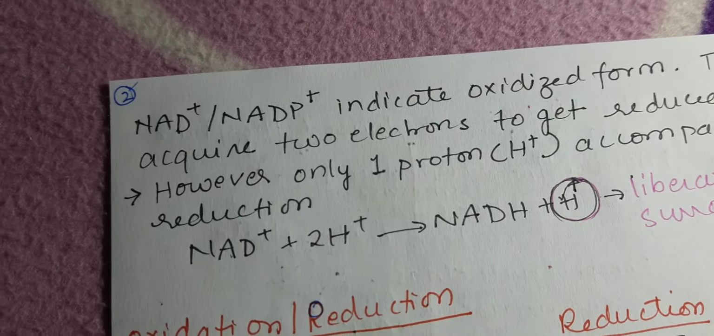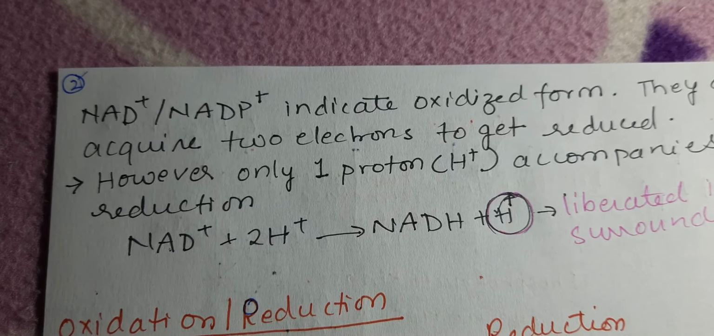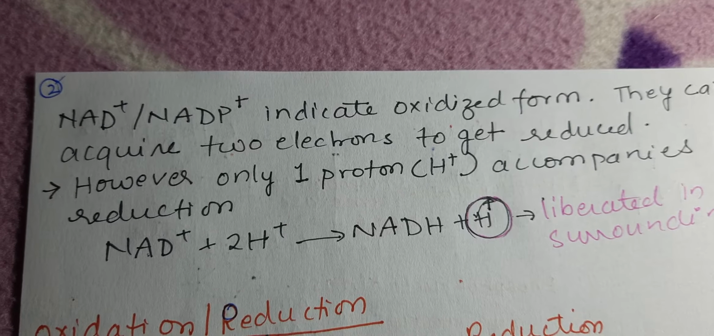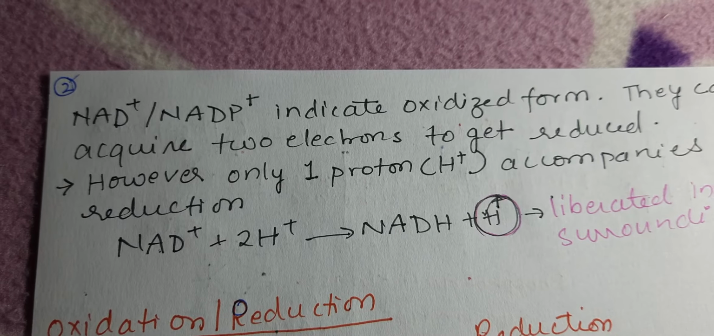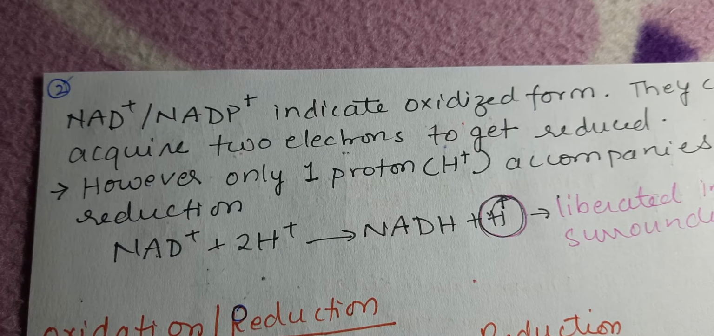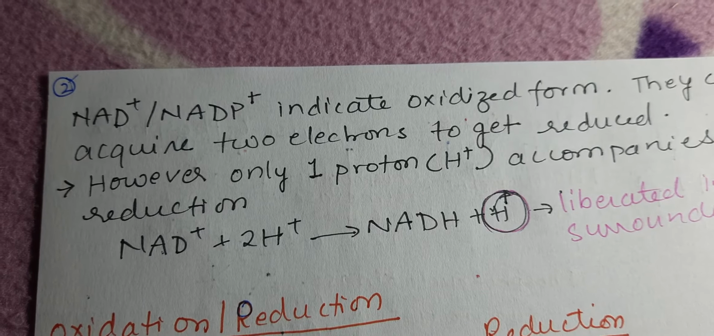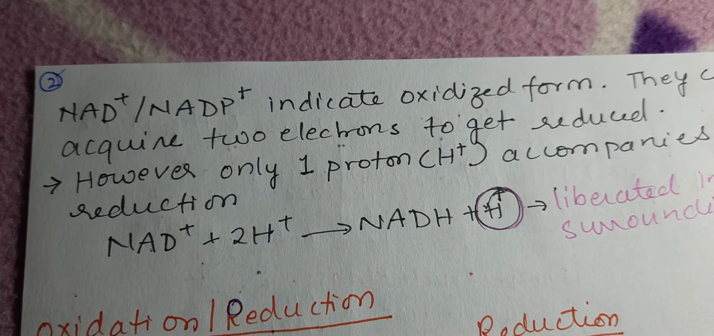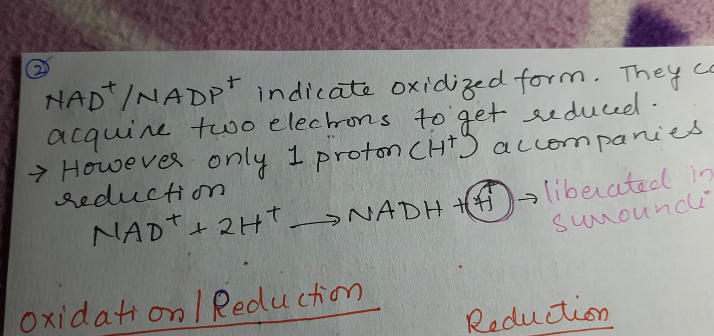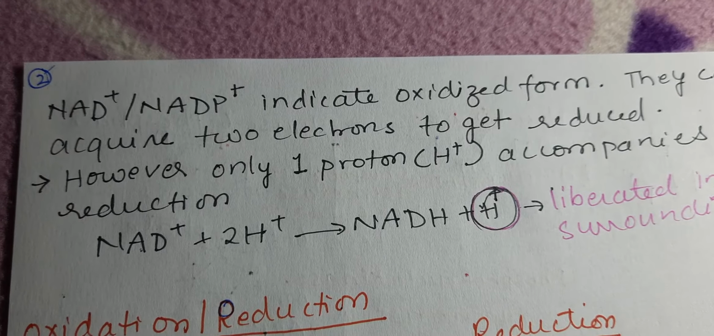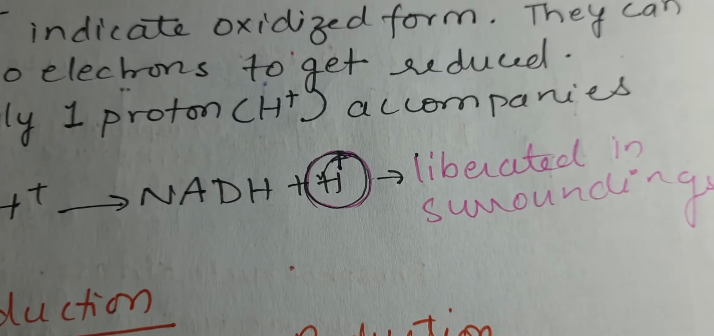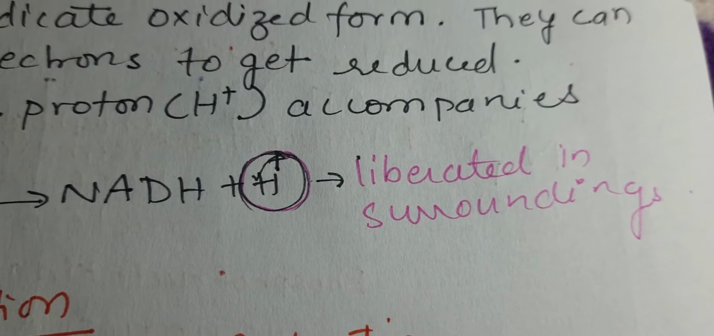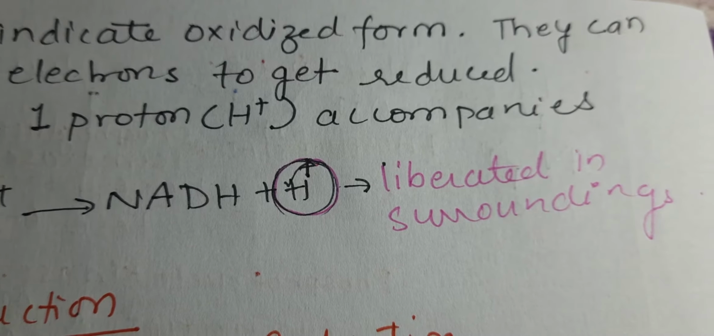NAD plus and NADP plus indicate the oxidized forms, and they acquire 2 electrons to get reduced. So when they have to reduce, they will acquire 2 electrons, and these 2 electrons come from the substrate on which they are acting, plus 1 proton which comes from the substrate, and NAD plus is reduced to NADH plus H plus. So NADH will remain, whereas the H plus is liberated in the surrounding, and we will see the significance of this proton to generate the proton motive force.